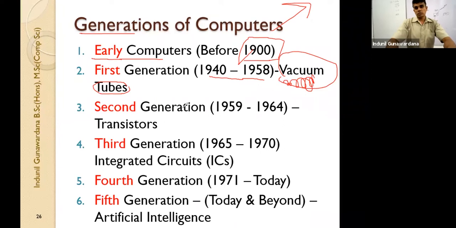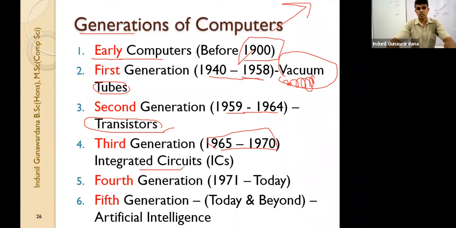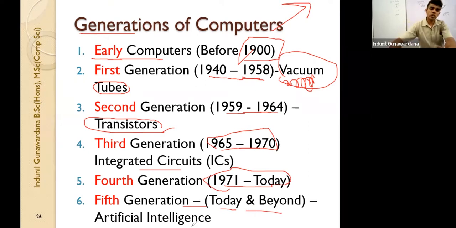Then the second generation came after 1958, around the 1960s to 1964 somewhere, a very short time period, and they are based on transistor technologies. Then the third generation came with 65 to 70, another five years, based on integrated circuits, ICs. Then the fourth generation, which we are still in today, came after the 1970s. The fifth generation will be today as well as the future, based on AI.